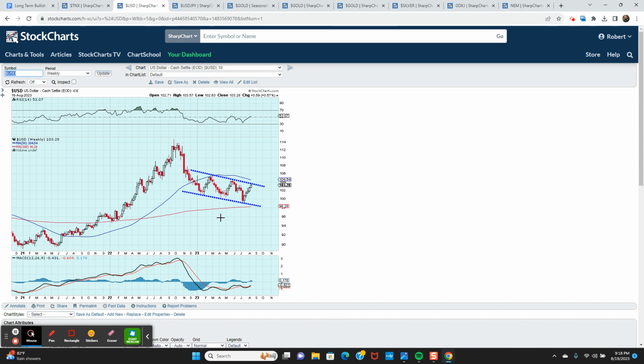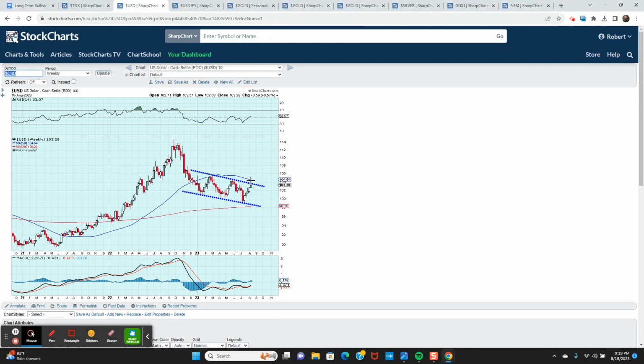So TA 101, this is testing the upper rail of the channel. We expect it to move back lower to the lower rail of the channel. That's TA 101. Now, the fact that the 50-week moving average is also sloping downward, and starting to come in near where price is testing right now, adds weight to the idea that this is coming up to resistance around 104 in the dollar index. This is a big level, 104.